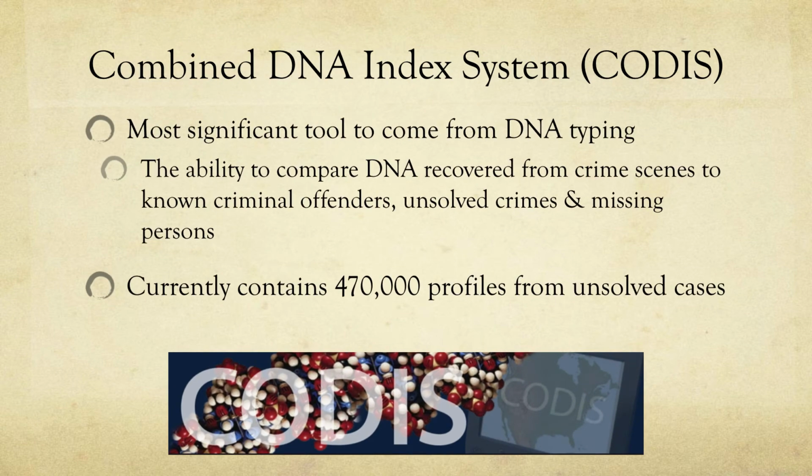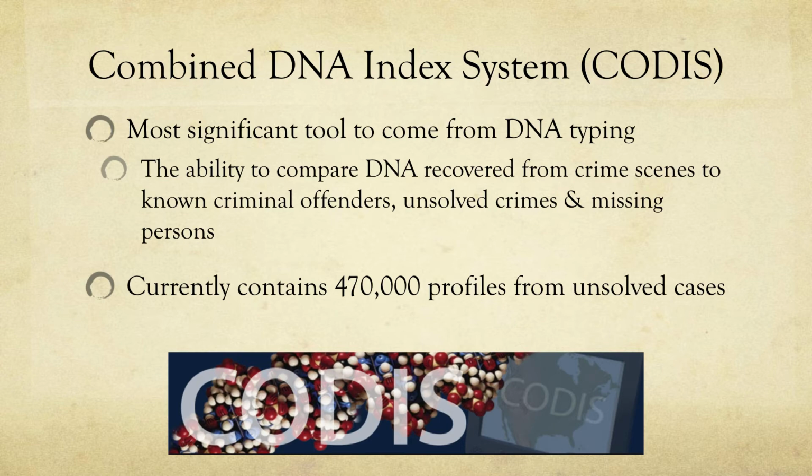We've already talked about CODIS, or the Combined DNA Index System. We know it's a computer software program developed by the FBI that maintains local, state, and national databases of DNA profiles from convicted offenders, unsolved crime scene evidence, and profiles of missing persons. And it's probably the most significant tool to come from DNA typing. The ability to compare DNA recovered from a crime scene to criminal offenders, unsolved crimes, and missing persons is completely invaluable to investigators. And as I said, one of the most significant tools that they have.